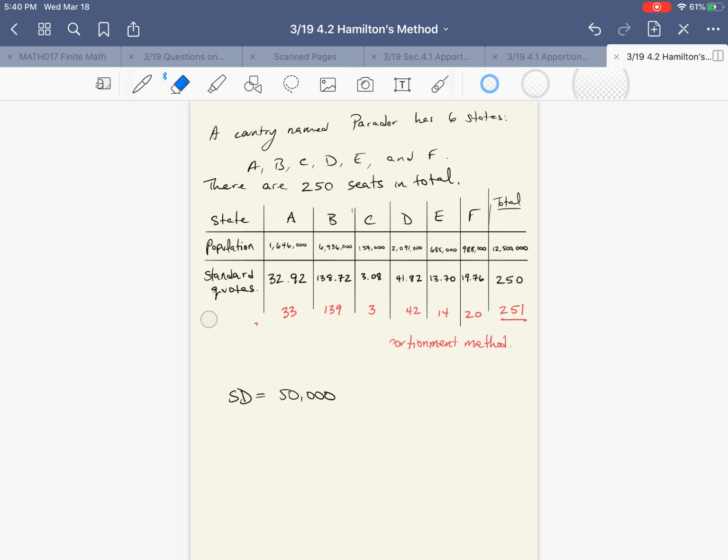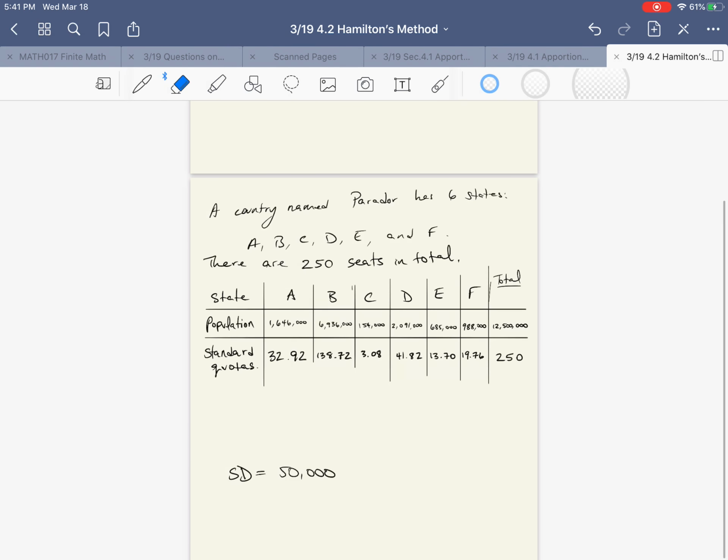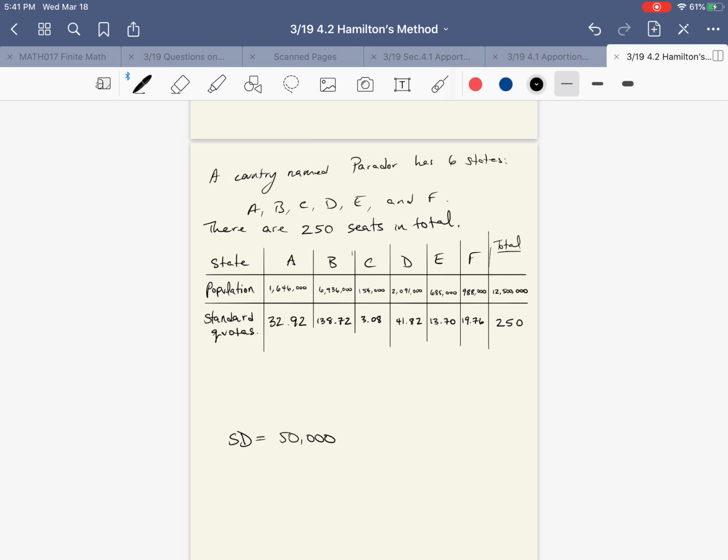But let's go back and try this with the Hamilton method, or the method of greatest fractions. Okay, so the Hamilton method. Let's go back to our steps. Step 1 was to calculate the standard quotas. We've already done this. Good. Now, step 2 will be, let me continue our table. Just like this.